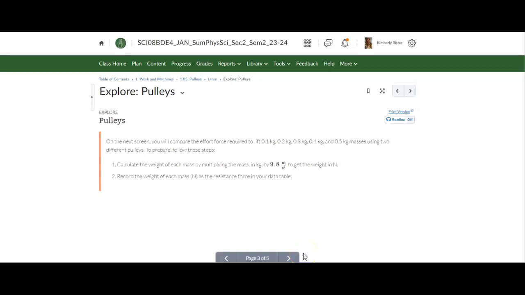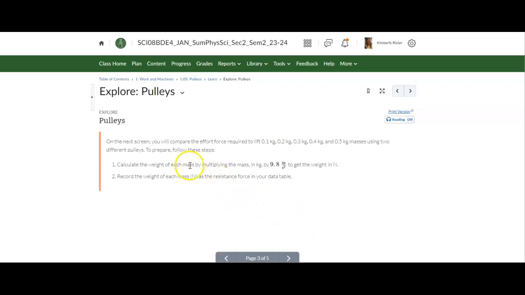Here's a little breakdown on how to work through the notebook activity for pulleys. So, yep, there is a lot to take in and consider. I would recommend getting a big piece of paper, notebook paper, something, and writing it all out there and then transferring it into your document.